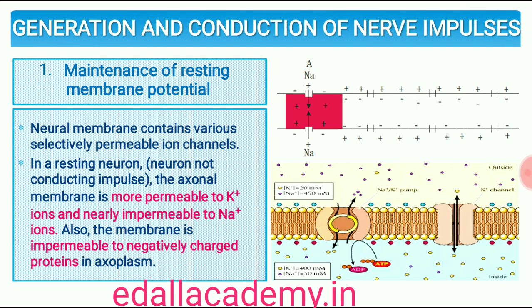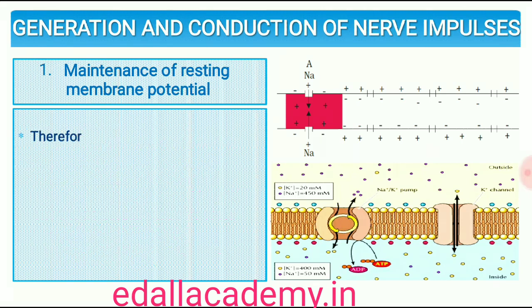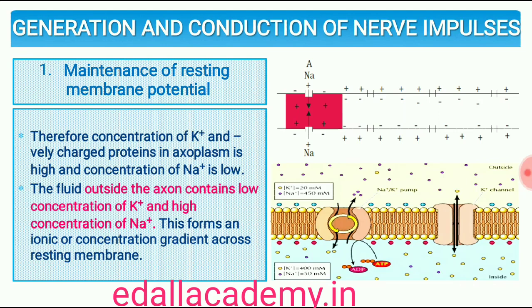Different types of ion channels are present on the neural membrane. These ion channels are selectively permeable to different ions. When a neuron is not conducting any impulse, that is, resting, the axonal membrane is comparatively more permeable to potassium ions, K+, and nearly impermeable to sodium ions, Na+. Similarly, the membrane is impermeable to negatively charged proteins present in the axoplasm. Consequently, the axoplasm inside the axon contains a high concentration of K+ and negatively charged proteins and a low concentration of Na+.